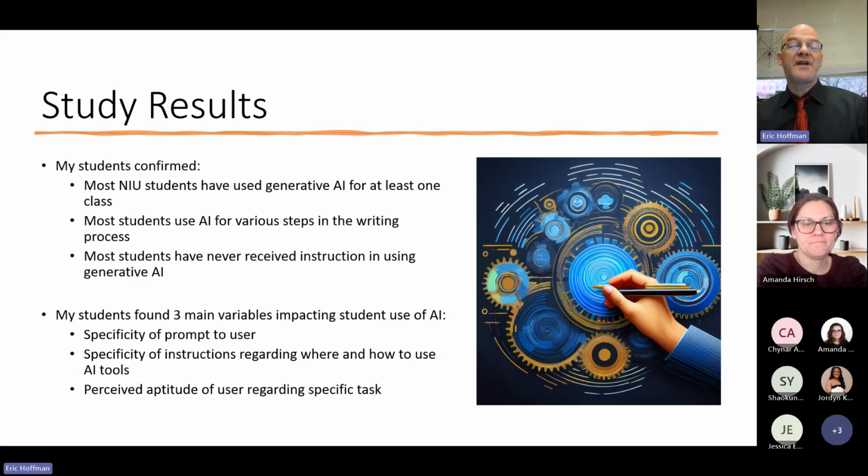On top of those confirmations, and those are mostly generated from the student surveys, the usability testing that my students did helped identify three main variables that impacted the use of AI by students.